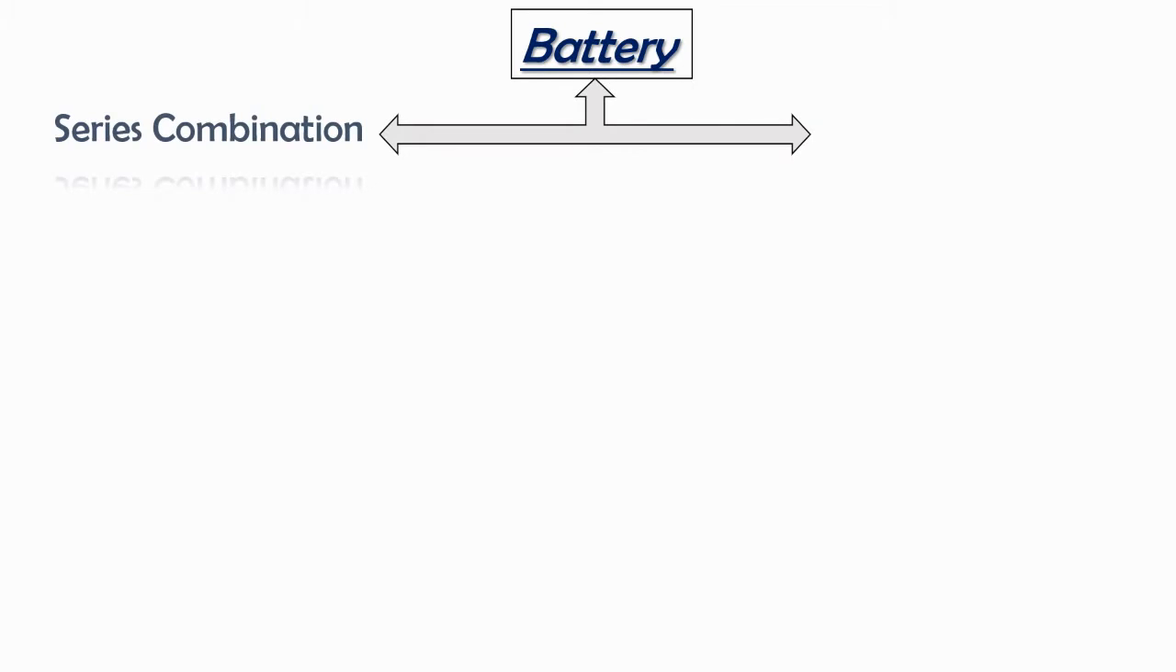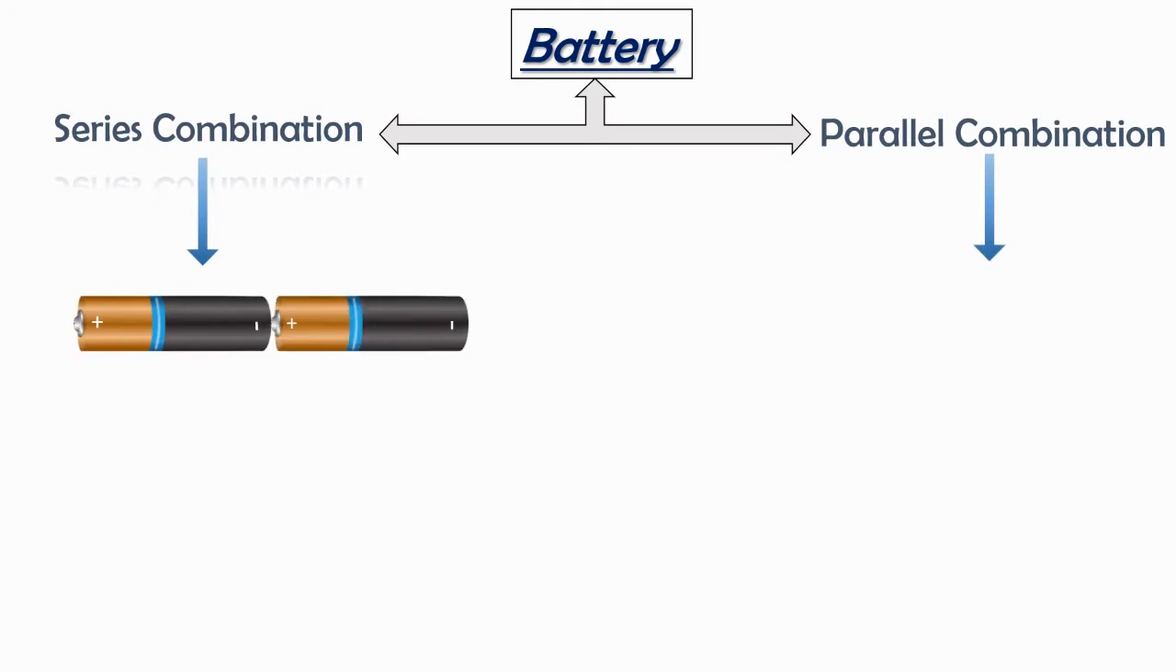A battery is a combination of two or more cells connected in series combination or parallel combination. So students, do you know what these combinations are? Well, if the cells are connected with their opposite terminals together, then we say that this is a series combination of cells. We simply say that the cells are connected in series.